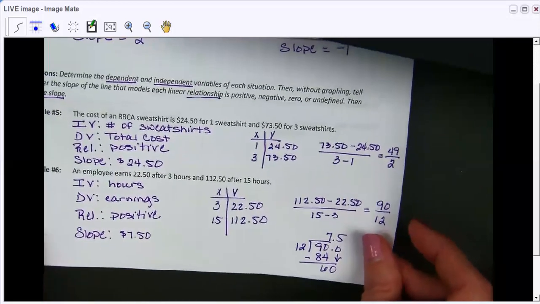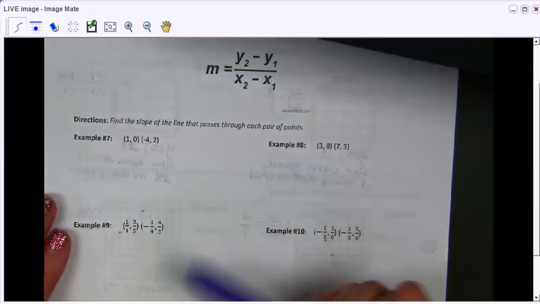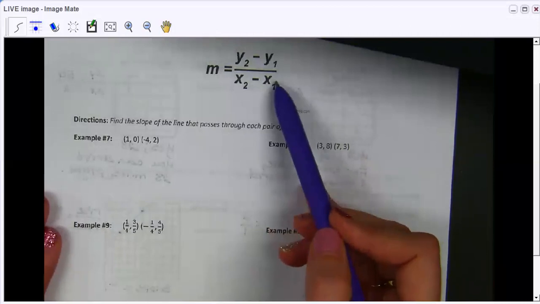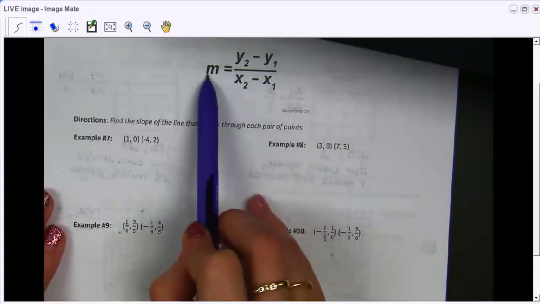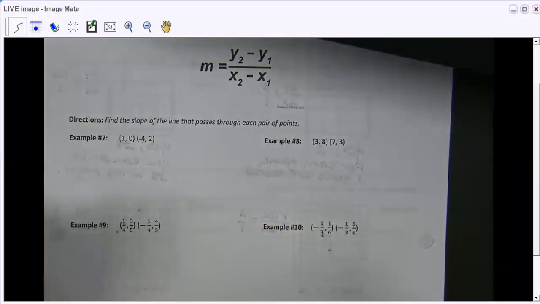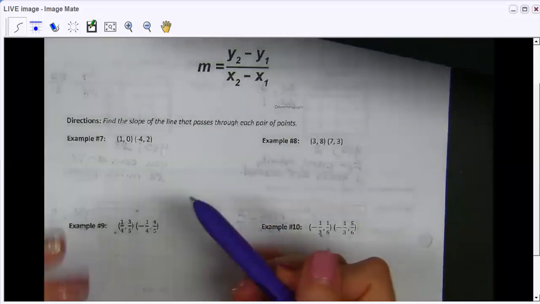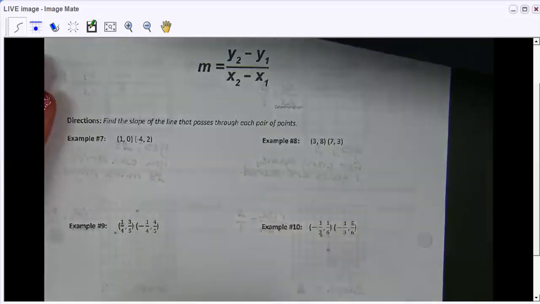Okay, let's go ahead and move to the back. These next 4 problems are just using 2 points to find slope. And the way that we do this is we use the slope formula. Y2 minus Y1 over X2 minus X1 will give us M, our slope. That's all we're doing. By this time, more of you are probably okay with not creating a table. You're able to figure it out without creating a table, but some of you still use the table.